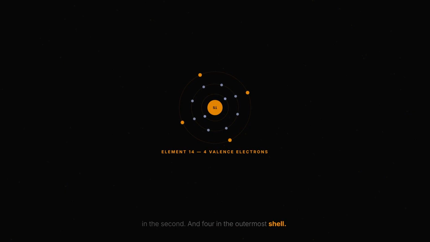So where does silicon fit? Silicon is element 14. It has 14 electrons. 2 in the first shell, 8 in the second, and 4 in the outermost shell. 4. Not 1, like copper. Not 8, like a full insulator. Exactly in the middle. 4 valence electrons, and here's what silicon does with those 4 electrons.